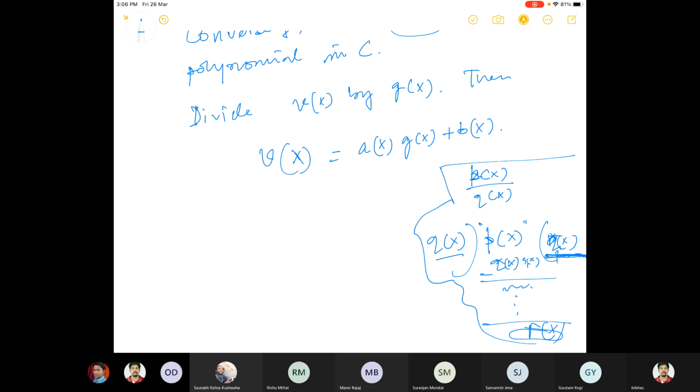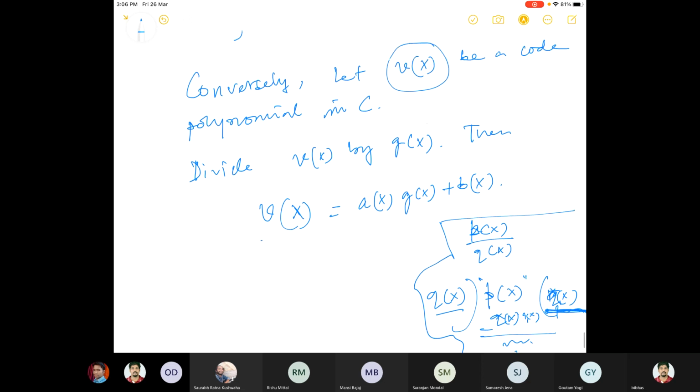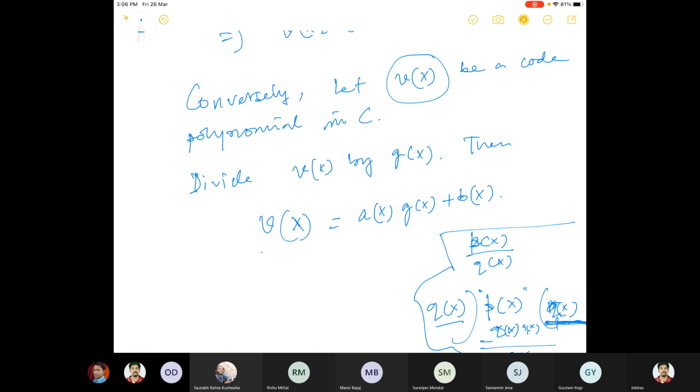So if you divide v(x) by g(x), then there are some polynomials a(x) and b(x) for which this is true. Now what I wanted to prove is that v(x) should be equal to some polynomial times g(x). We have such a situation here, but we have an additional extra term, the remainder term. So v(x) is equal to a(x) times g(x) plus b(x). If we somehow manage to prove that b(x) is equal to 0, the remainder is 0, then we are done.